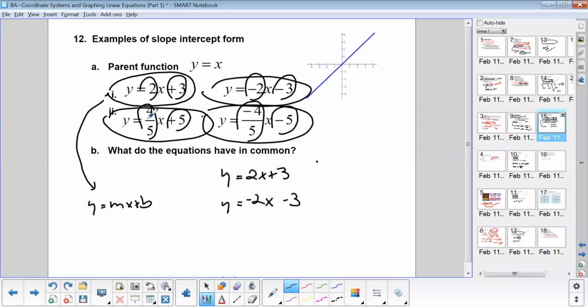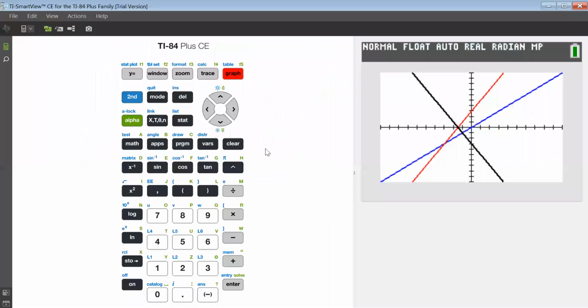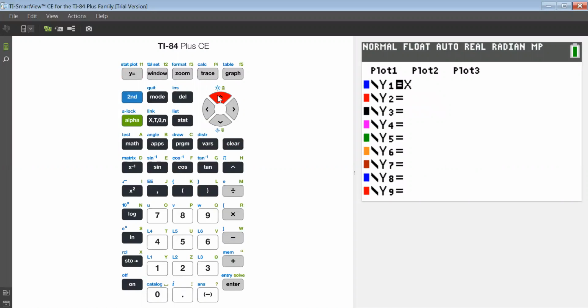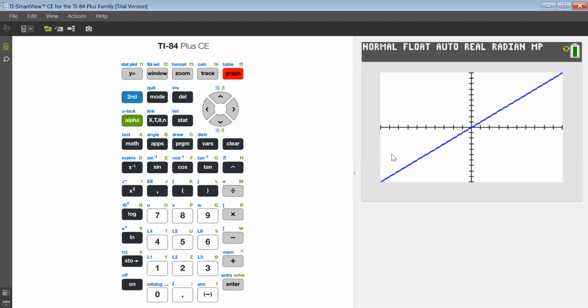And then finally, we have a fractional slope. So we have y equals 4/5 x plus 5 and y equals -4/5 x minus 5. So let's look at the differences in those in regard to the parent function. So I'm going to clear out some of these. So we'll have 4 divided by 5x plus 5. And so there's your parent function.